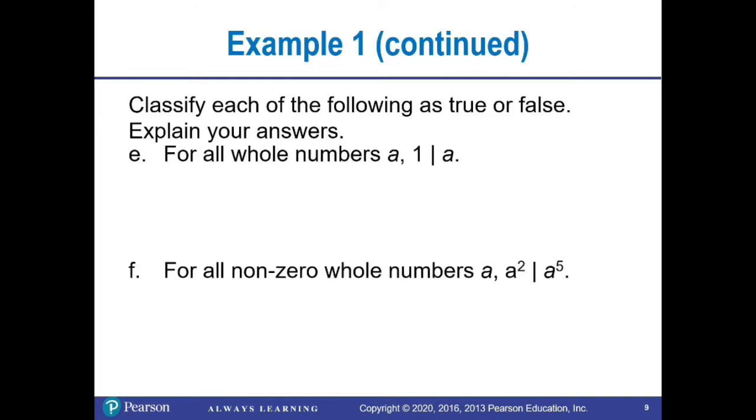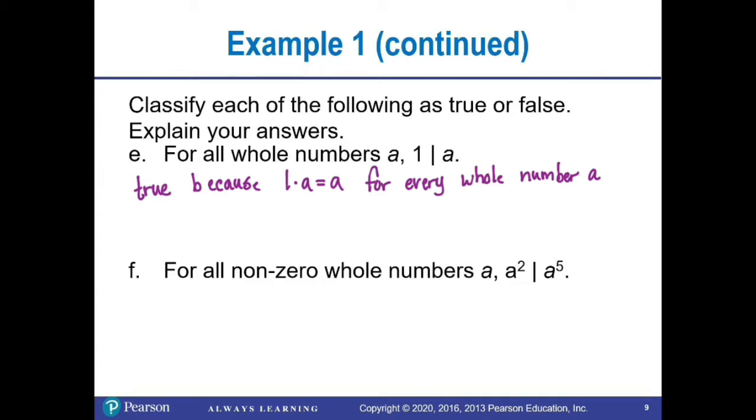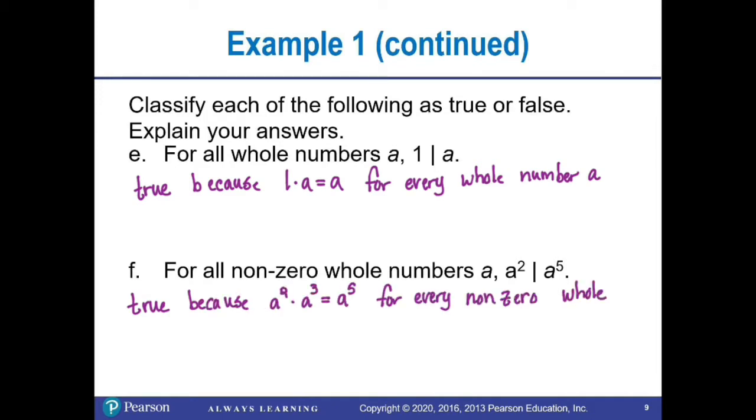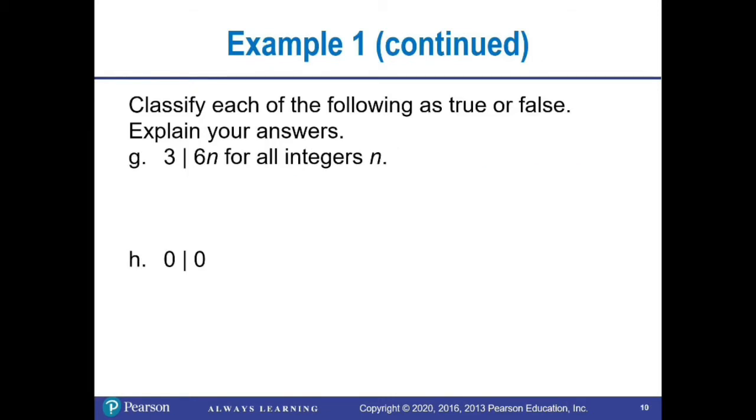Part E, for all whole numbers a, 1 divides a. Well, this is true because 1 times a equals a for every whole number. Part F, a squared divides a to the 5th. Well, this is true because a squared times a to the 3rd equals a to the 5th for every non-zero whole number a. Part G, 3 divides 6n. Well, is there something I can multiply times 3 to get 6n? Yes. So this is true because 3 times 2n equals 6n for every integer n.